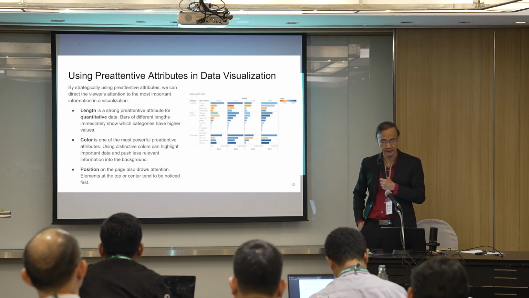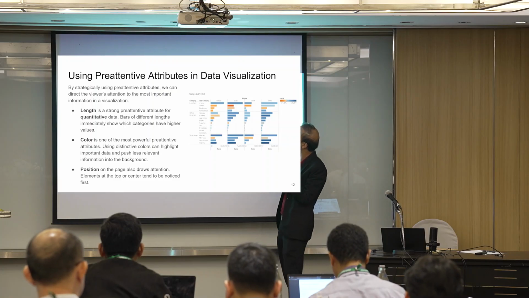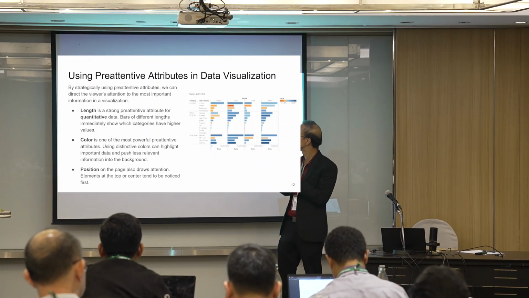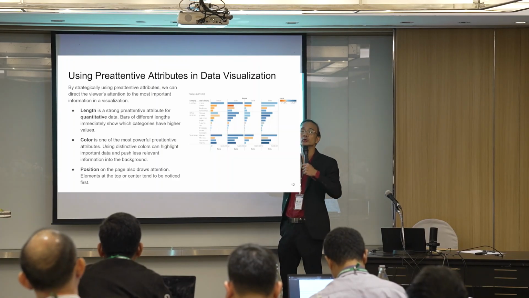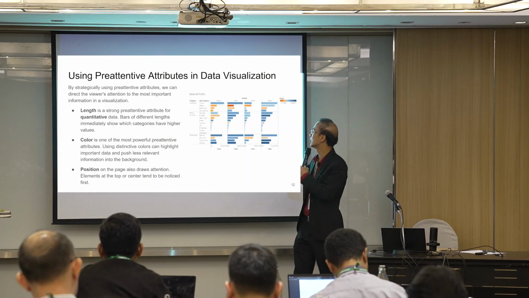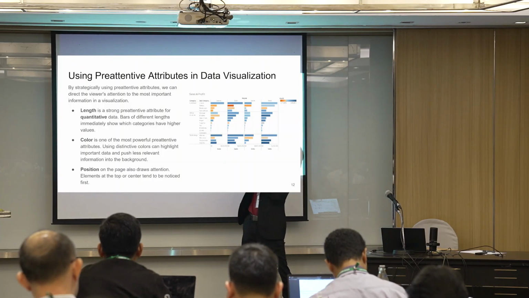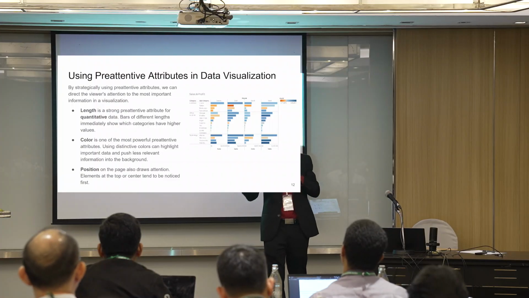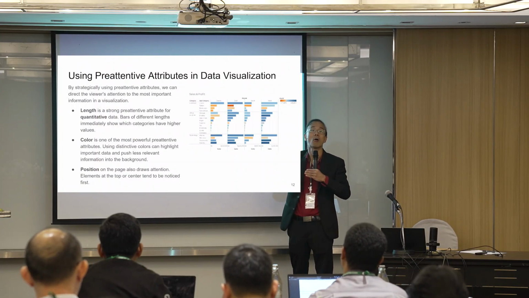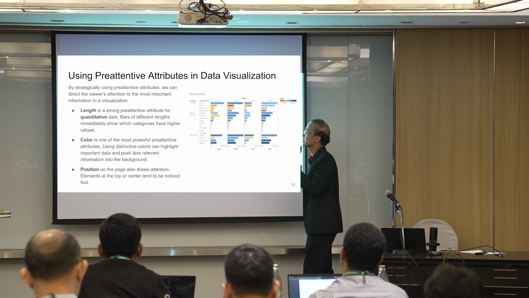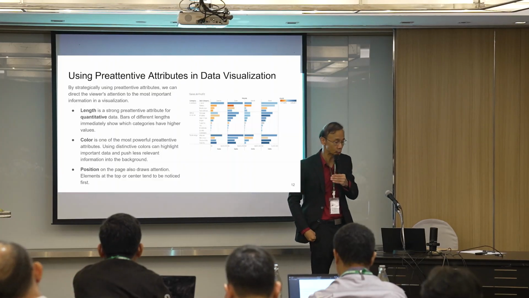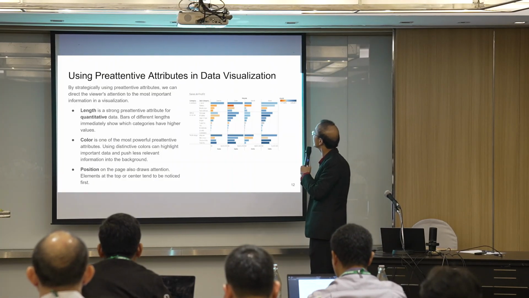For example, if you want to present numeric values to compare, in a bar graph we use length to show that number, right? If you use length, people can see very easily which one is more or less. So that's one of the pre-attentive attributes that we normally use, the length, or the color.